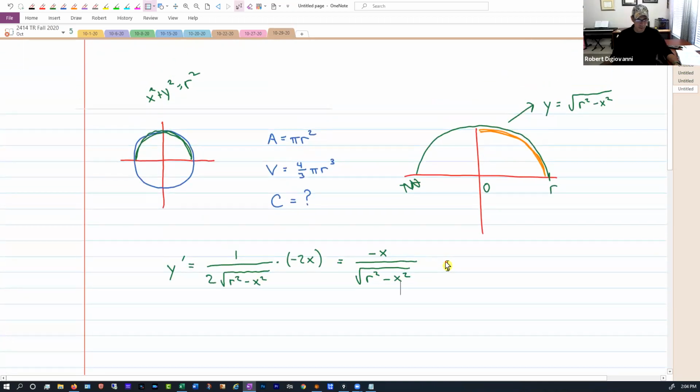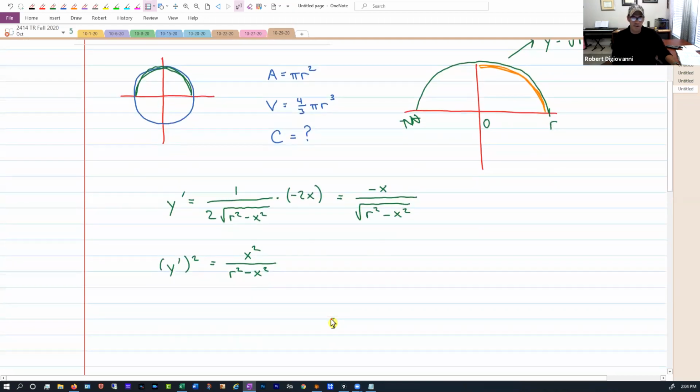Is everybody in agreement on that? We all happy with that derivative? Square it now. x squared on top, and on the bottom... Ooh, that square root went away. I like it. I squared the negative x, so it became positive x squared, right? I don't know, maybe this isn't as bad as it looks.